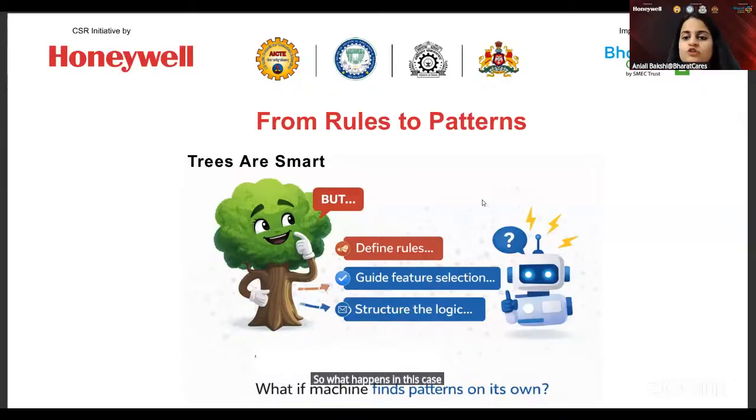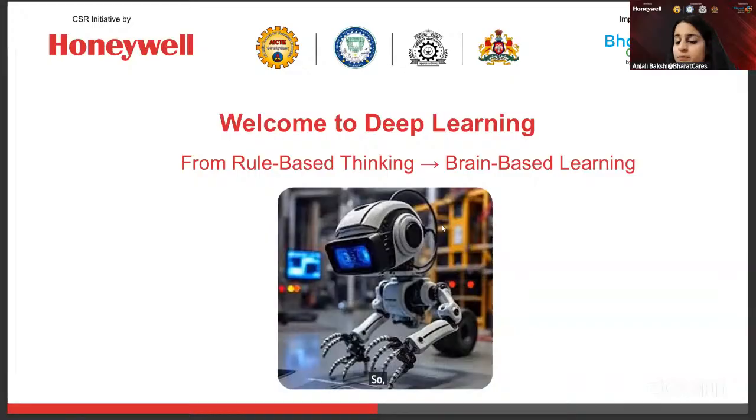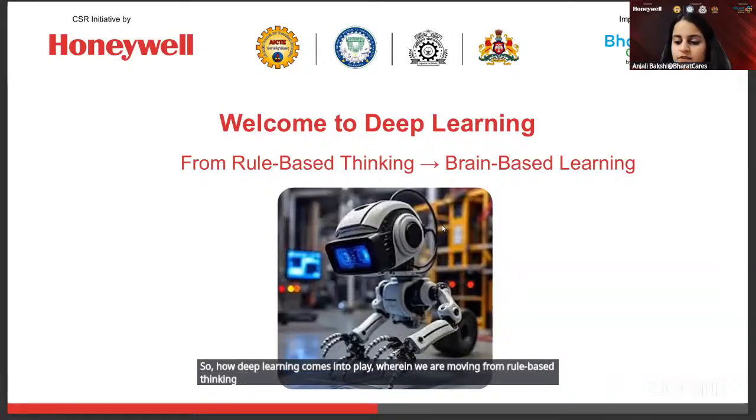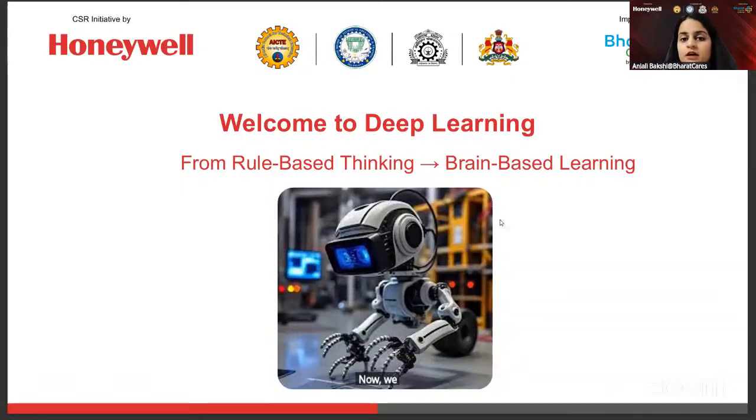In that case, there is the introduction of deep learning in the picture. So how does deep learning come into play? We are moving from rule-based thinking to brain-based thinking. Now we would not be making the rules, we would be taking the patterns into consideration.